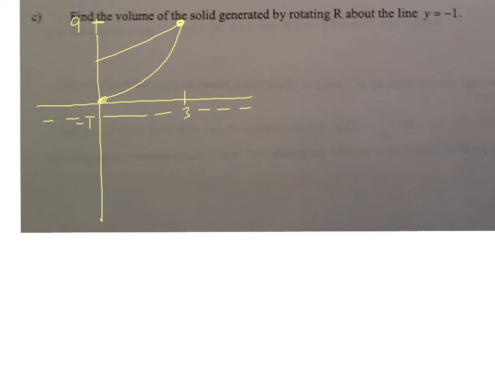So if I'm going to rotate the point 0, 0, and I'm going to reflect it over -1, that's going to be at -2. And if I have the point 3, 9, if I'm going to reflect that over y equals -1, well, this distance in here is a distance of 10. So I have to go from -1, a distance of 10. So my lowest point would be at -11.